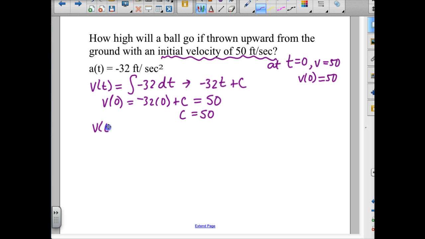So our velocity equation is negative 32t plus 50. Since they give us the information, we have to use it to find the particular solution for velocity. Then we're going to integrate that to find our position function. Because we're trying to find how high the ball will go, we need to know its position function. So we're going to integrate the velocity with respect to t.